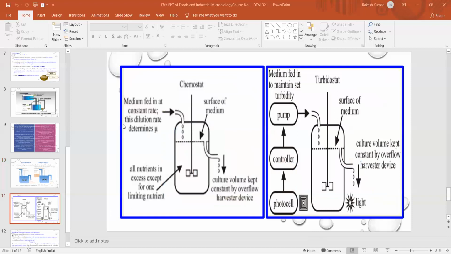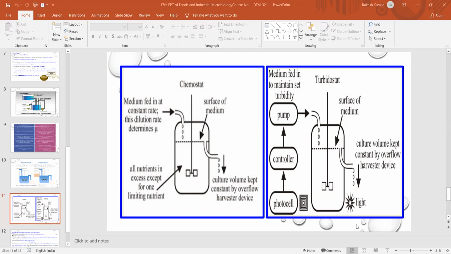So the major difference here: medium is fed inside the chamber at a constant rate. This dilution rate determines the flow rate, and culture volume is kept constant by overflow, just by harvesting the final product from the chamber. All nutrients are in excess except for one limiting nutrient. One limiting nutrient is there. You have to maintain the flow of that limiting nutrient present in the system for continuation of the process.